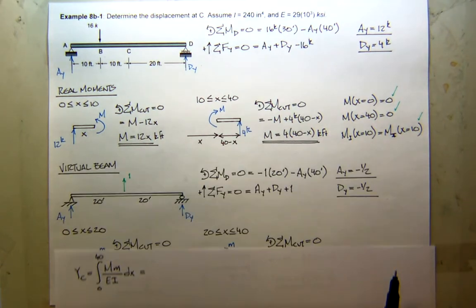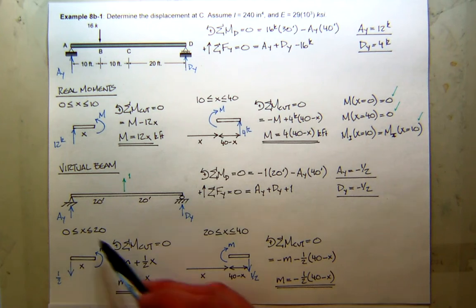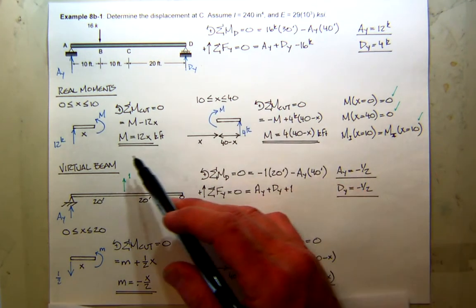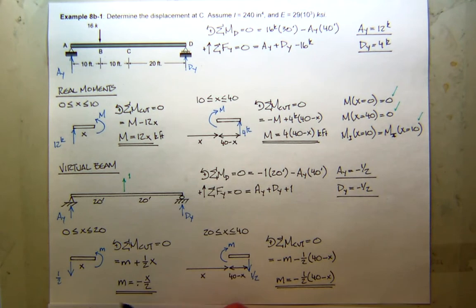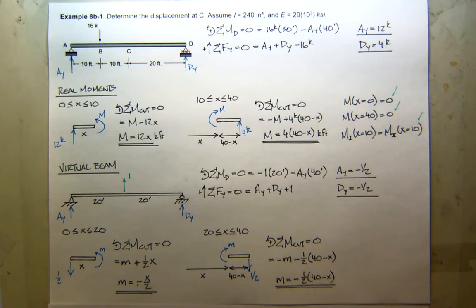If you go down here and include the virtual ones, this one is good from 0 to 10, right? But it's also good from 10 to 20. So I'm going to have to break that up, right? Because this one goes 0 to 20, so you have to switch the real moment to accommodate this guy from 0 to 20. Now from 20 to 40, this one's good, and this one's good. So you're going to have to break it up into 3 pieces, right?